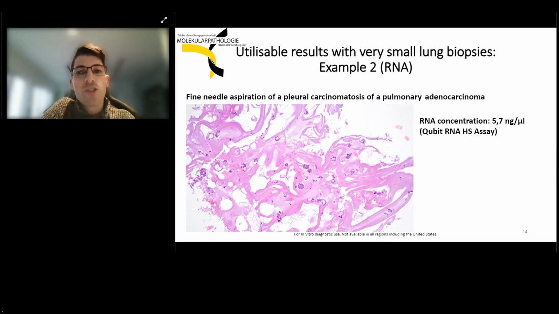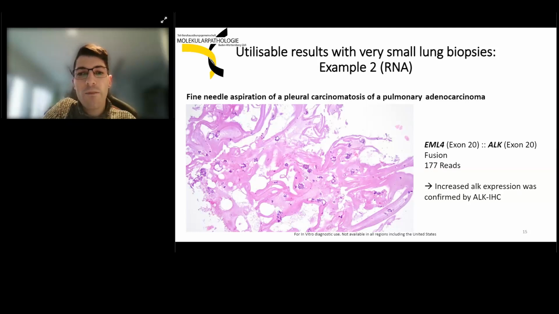The next example shows a fine needle aspiration of a pleural carcinomatosis of a pulmonary adenocarcinoma. Here as well, only a few scattered tumor cells are visible. And what we found on RNA level was a fusion between the genes EML4 and ALK. This is a typical driver event in non-small cell lung cancer with a great therapeutical relevance.